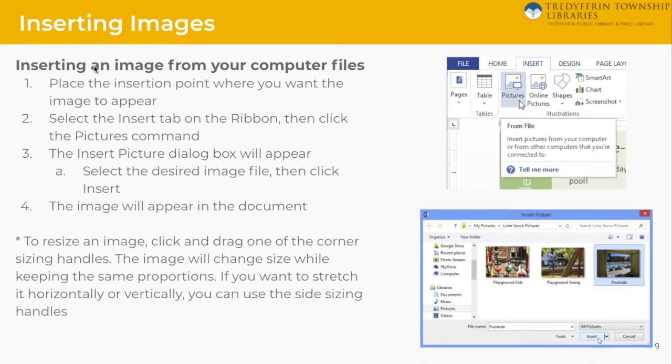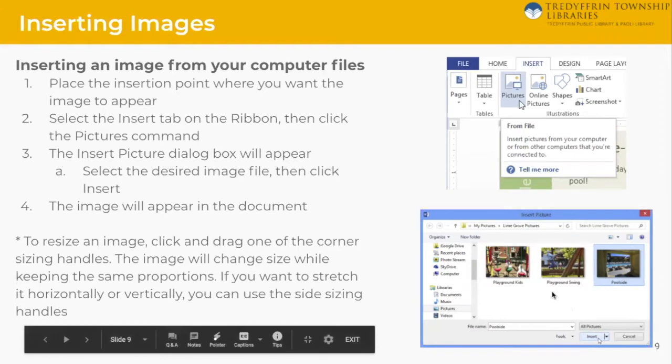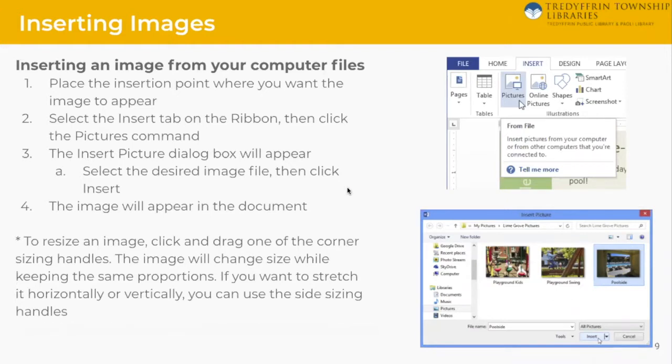But to insert an image from your computer file, you will place the insertion point where you want the image to appear. So if you want it to appear below text, you would just hit enter on your keyboard if your cursor is already on your document, and then it'll start a new line. You'll select the Insert tab on the ribbon, then click the Pictures command. The Insert Picture dialog box will appear, which is this box here. It'll just bring up a file explorer. You select the desired image file and then click Insert.